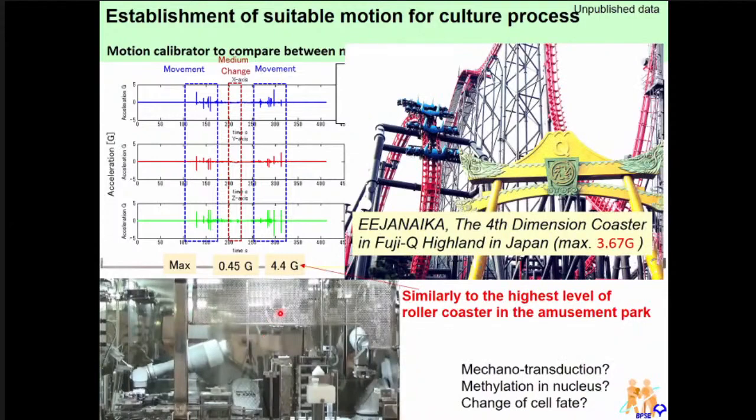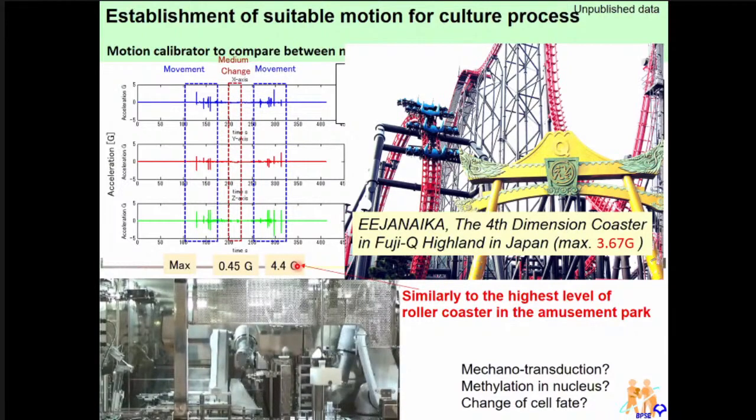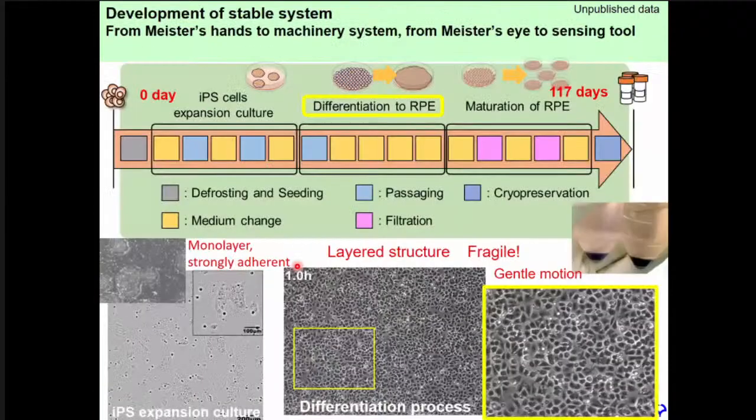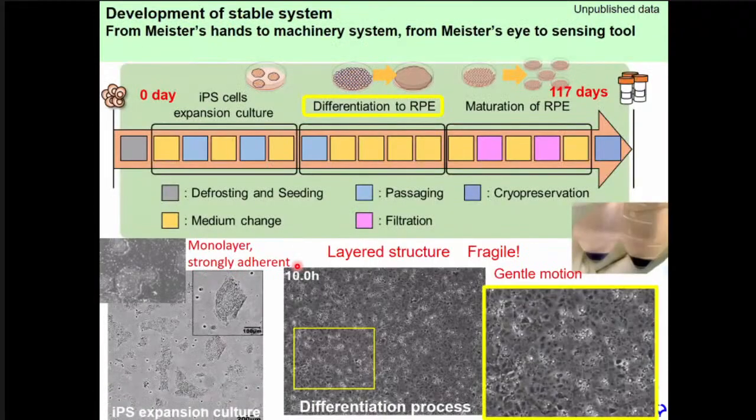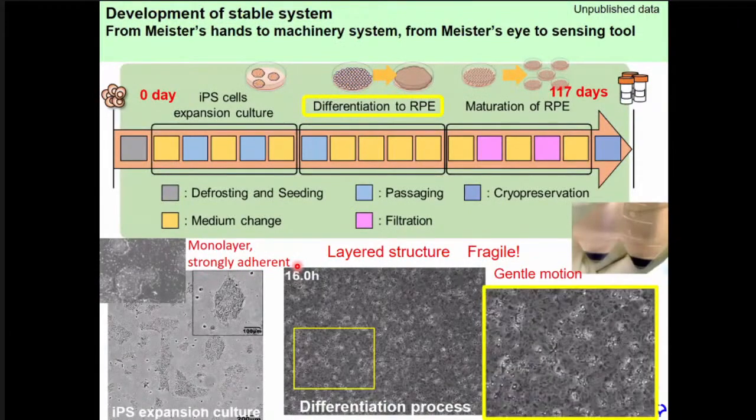So actually this is how the gravity force looks like on a roller coaster in Japan. The highest gravity force roller coaster in Asia is at Fuji-Q Highland, close to the Tokyo area, close to Mount Fuji. That's 3.67 G. So if I become the cells, I don't want to survive. Very sad. So that is a very high gravity force for the cells, I want to say. So we improve the motion by checking the video image with a motion calculator.